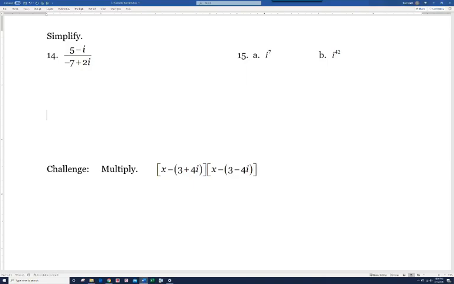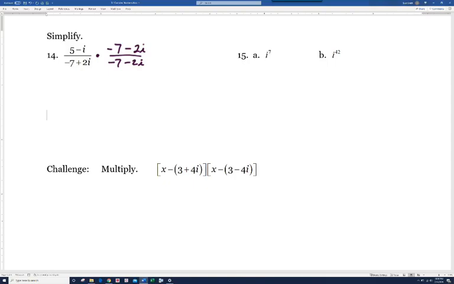So for negative 7 plus 2i, the only difference in the conjugate is it'll have a minus in the middle. And so let's go ahead and multiply by negative 7 minus 2i over negative 7 minus 2i. So again, we're multiplying our denominator by the conjugate. And whatever we do to the denominator, we're going to have to do the same thing to the numerator. Basically, all we're doing is multiplying by something that's equal to 1 here. And that's going to enable us to simplify this so that it's in the form a plus bi.